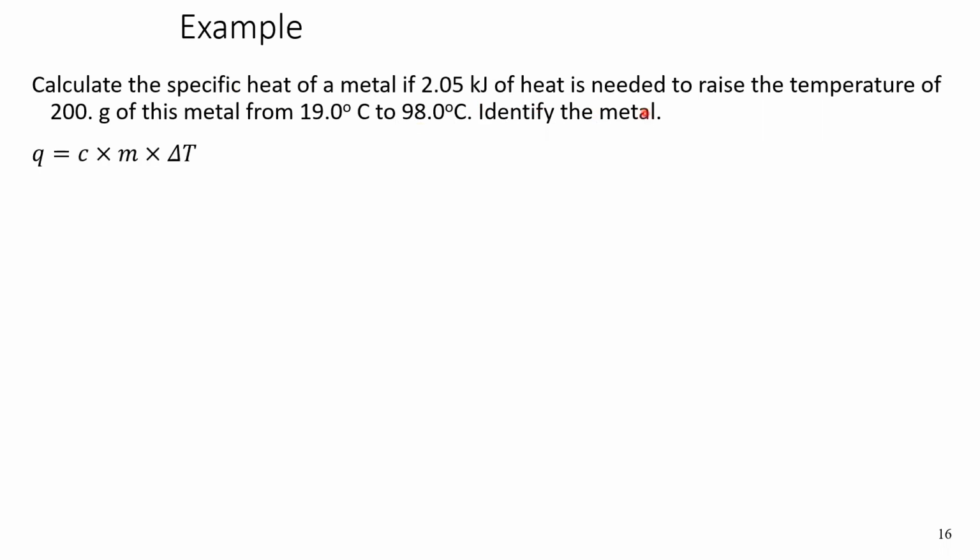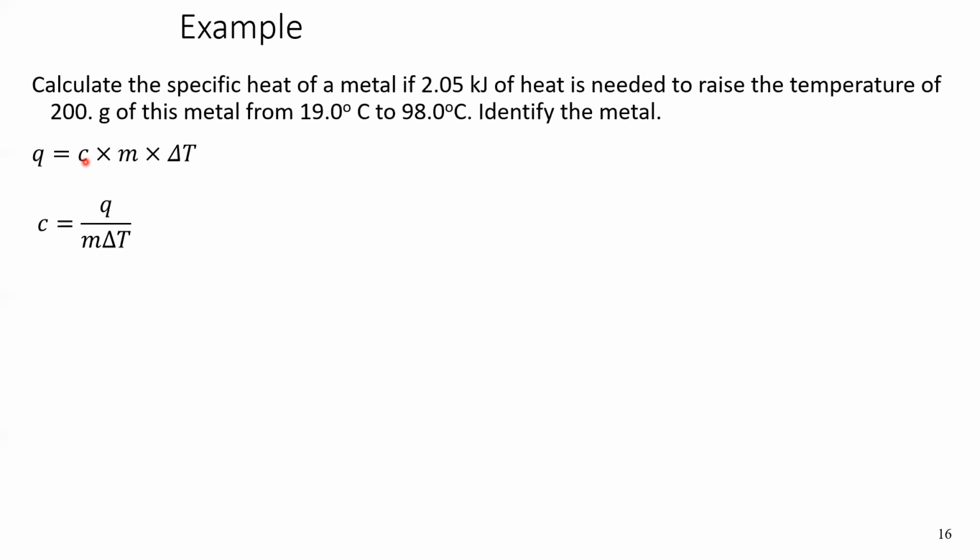Okay, so you've got your equation. This time, in order to identify the metal, we need to calculate the specific heat. We know Q, we know M and we know delta T. So we're going to be calculating the specific heat. So let's do that part first, and then we'll go on to identifying the metal part. To calculate C, you're going to have to divide both sides by M, and you're going to have to divide both sides by delta T.